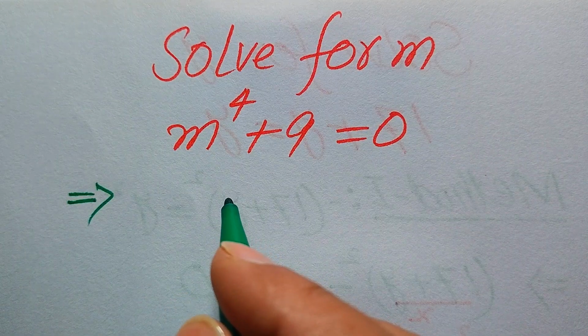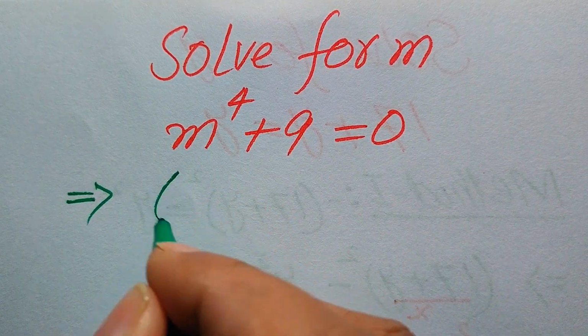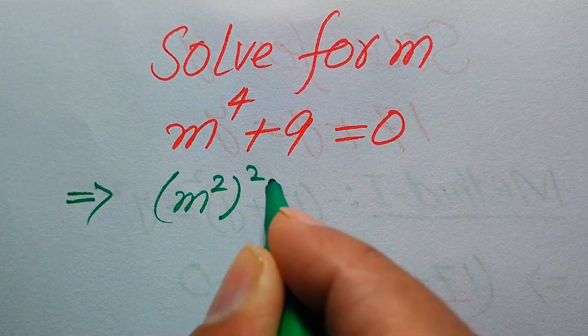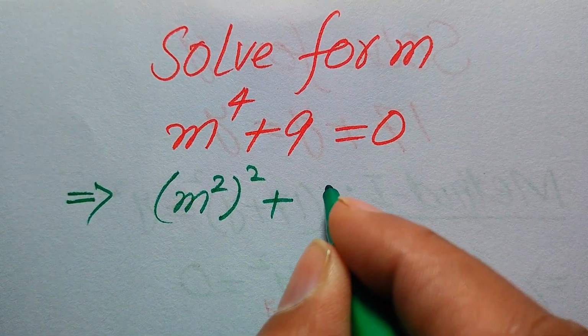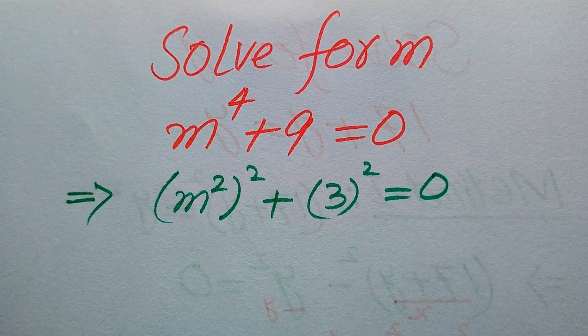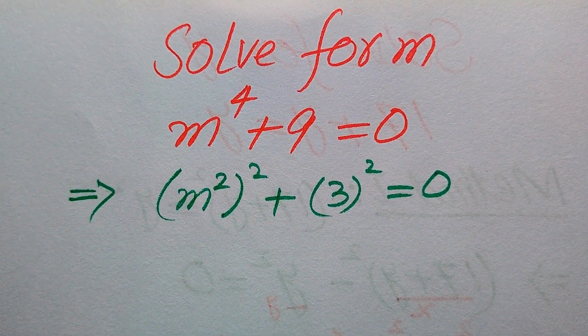So the very first thing we are going to do is rewrite this equation in this form. This is m to the power of 4. We write it as m square and its whole square plus, this is 9, we write it as 3 square, and this whole equation is equal to 0. So here we use the nice algebraic formula to solve this problem.